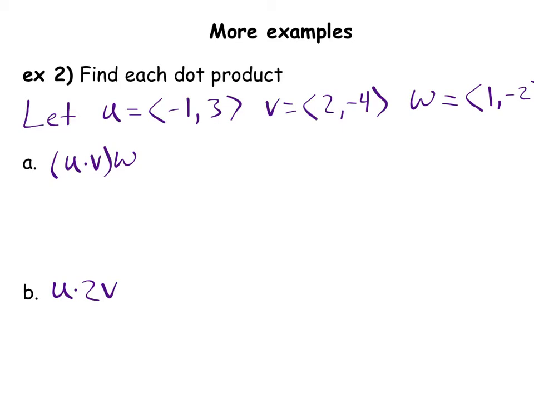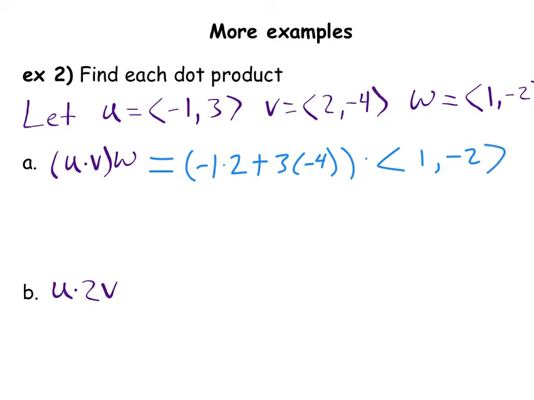A few more examples that are a little fancier, I guess. They involve taking multiple dot products. Okay, so we're starting in the parentheses and we're saying, okay, do u dot v. Well, all right then. U dot v would be negative 1 times 2 plus 3 times negative 4. Now don't forget, out here on the outside, this is saying, hey, once you're done with that, also multiply that by w.